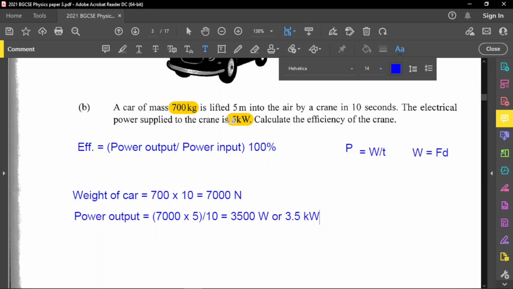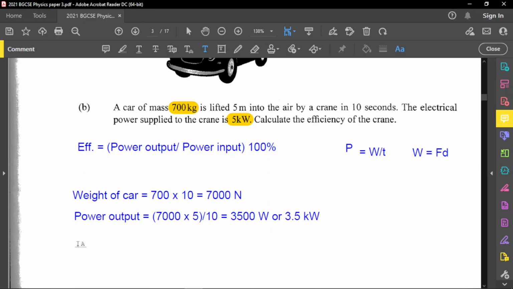Now, our power input, as we established, was our 5 kilowatts. So now we can find the efficiency by using the formula, the power output over power input multiplied by 100%. Just to make a note, you can either use the kilowatt units or the watt units. It doesn't matter. Once you keep both at the same units, you will get your correct answer.